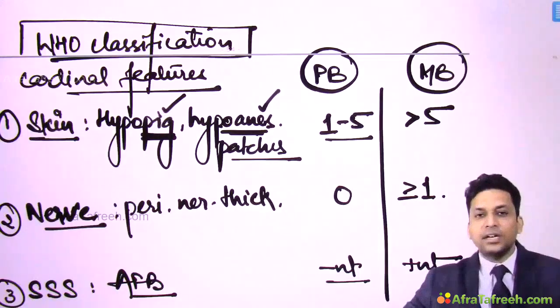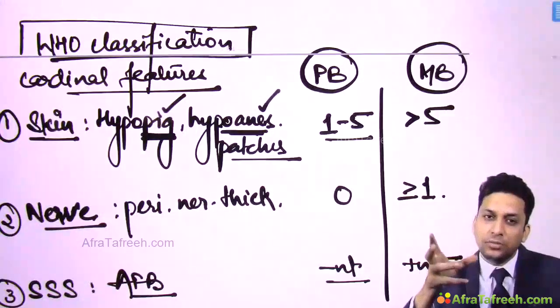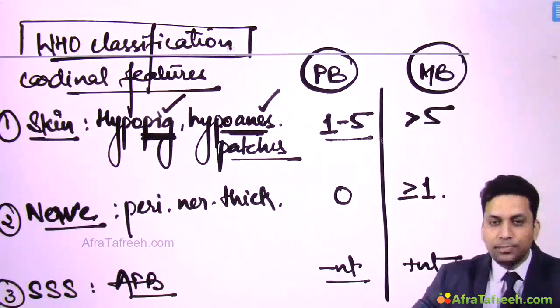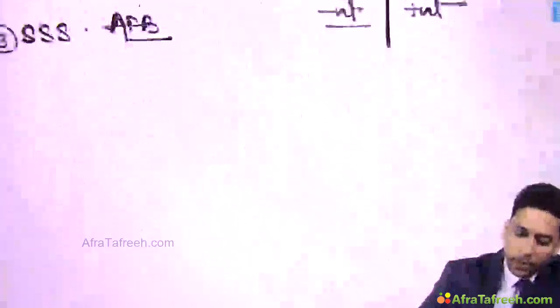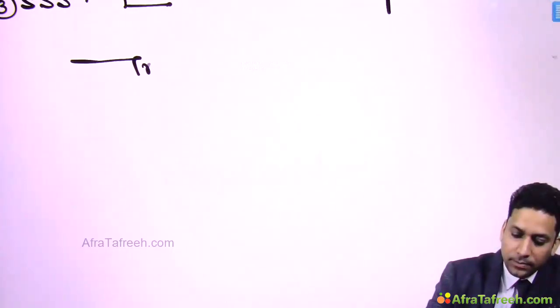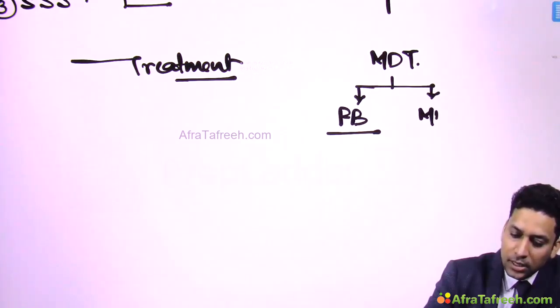So you can see how simple it is to make the diagnosis of leprosy, and once you have made the diagnosis, the treatment was also made very simple. So if your diagnosis is PB, give PB-MDT. If your diagnosis is MB, give MB-MDT. So what is the treatment of leprosy? It is multi-drug therapy, which can be paucibacillary multi-drug therapy or multibacillary multi-drug therapy.